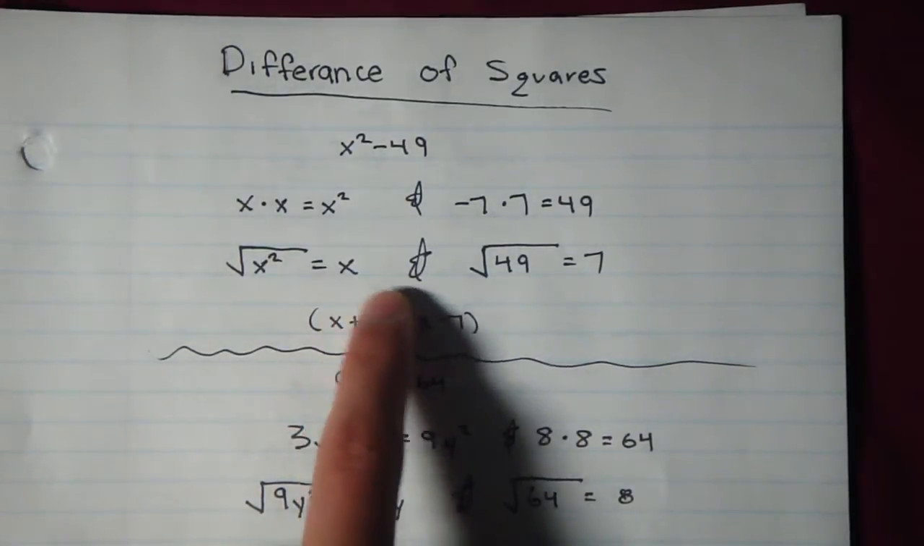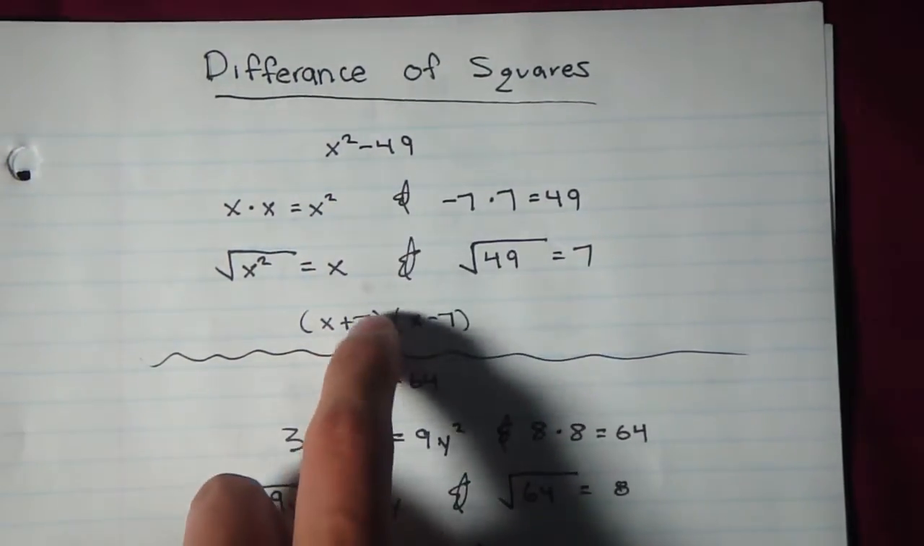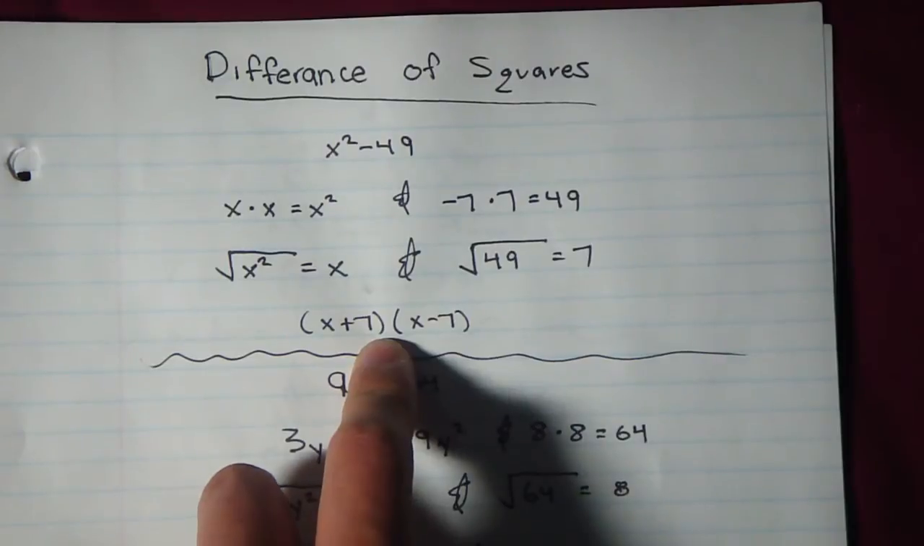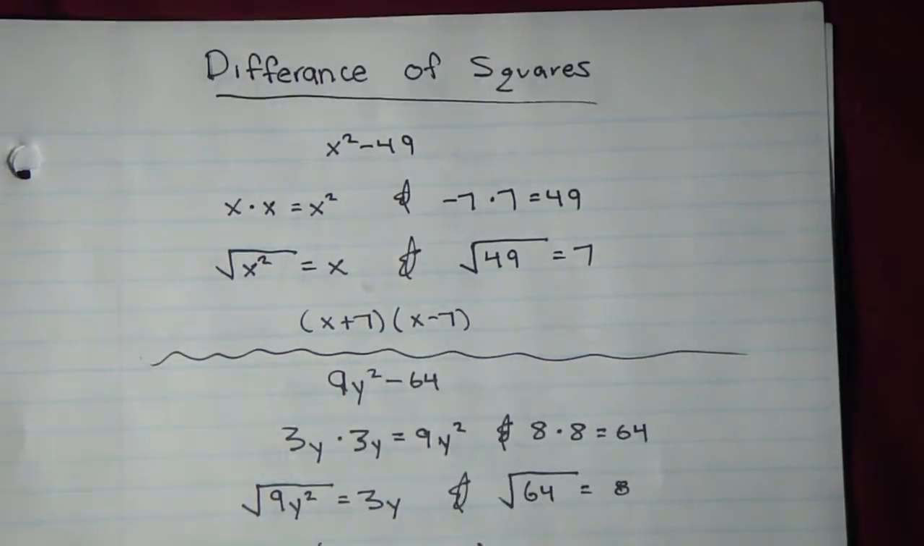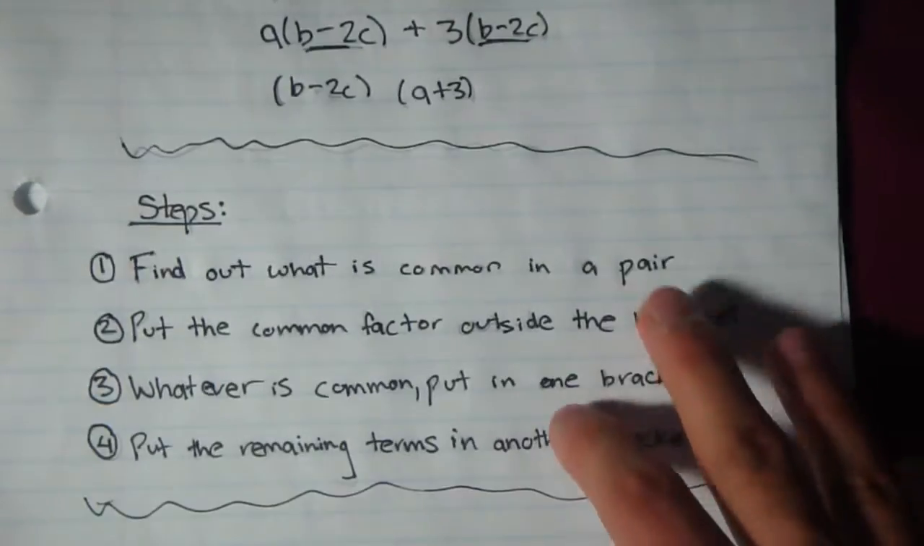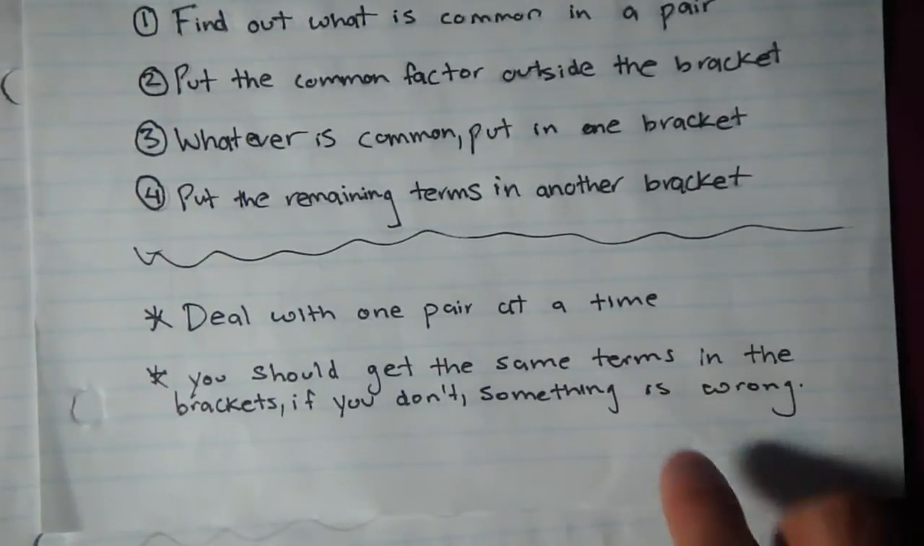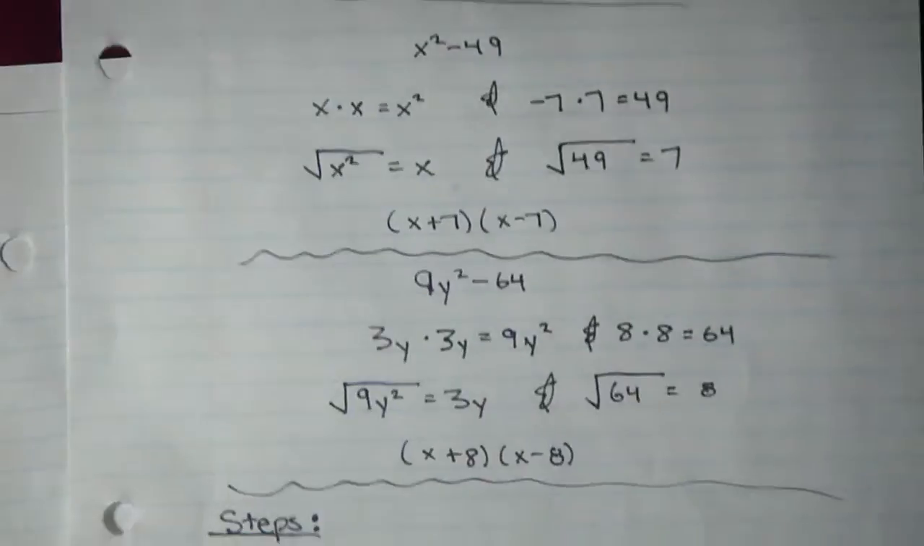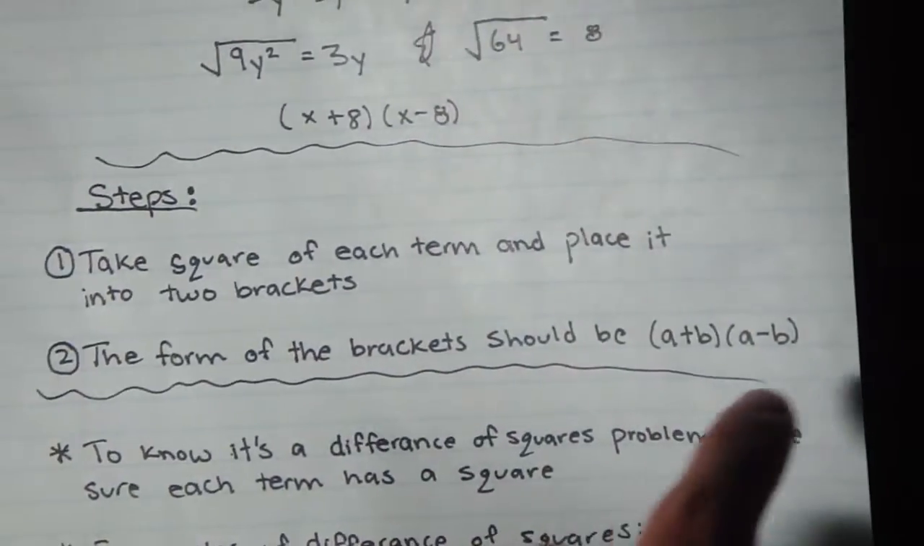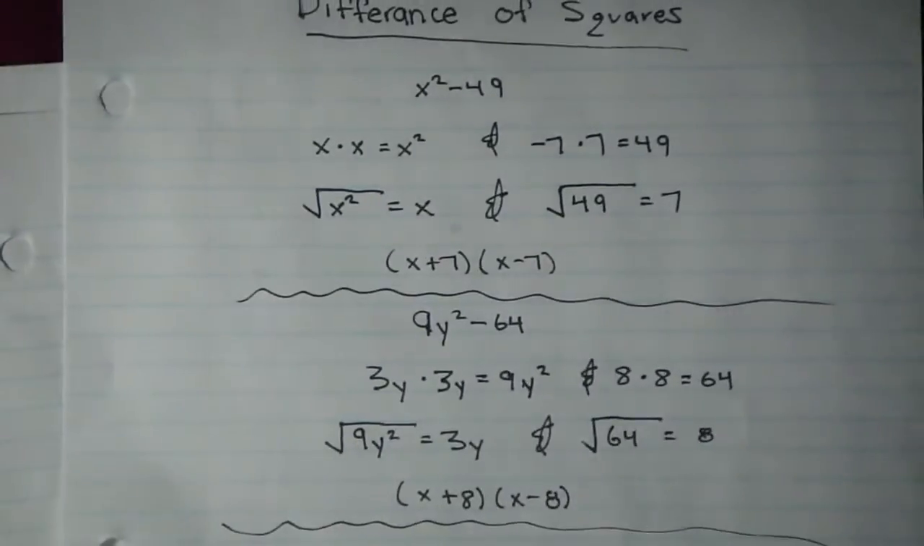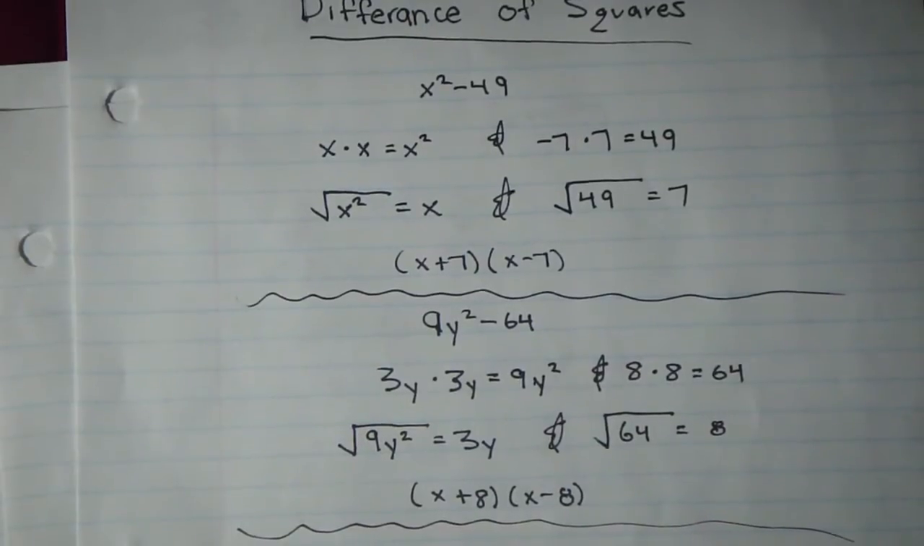So once you find the square root of the terms, put it into factored form. The equation has to be a plus b and a minus b. Sorry about that, right here. A plus b and a minus b. That's the form that you put it in.